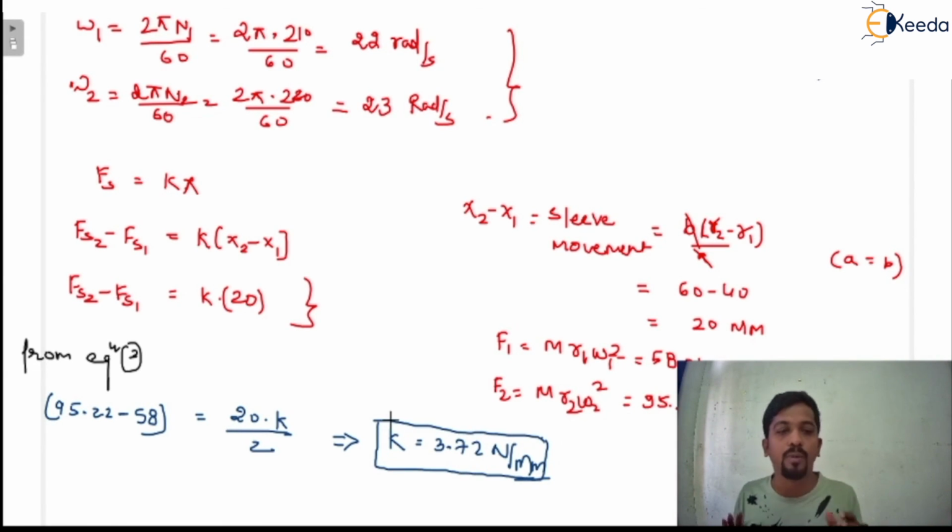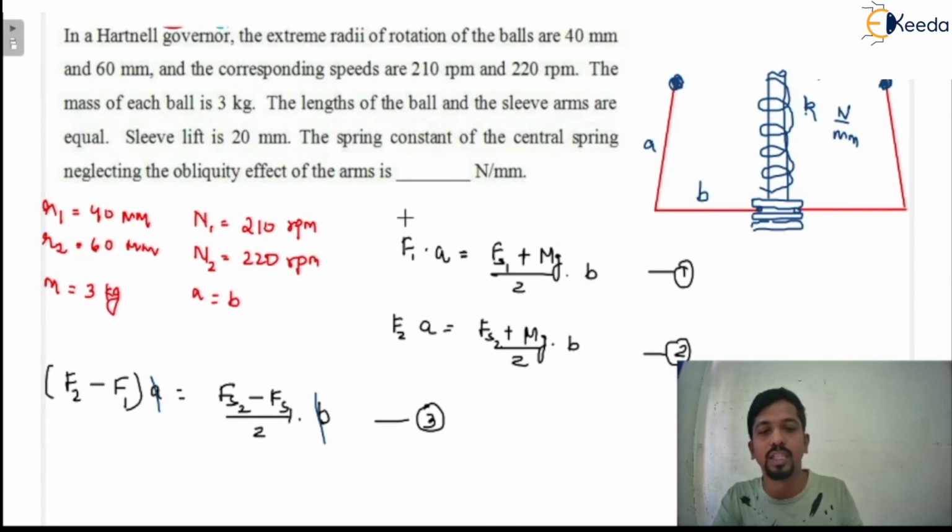So the value of K comes out to be 3.72 Newton per mm. I hope you understand how to solve the questions based on the Hartnell governor. We just have to use these two equations and everything will be solved.